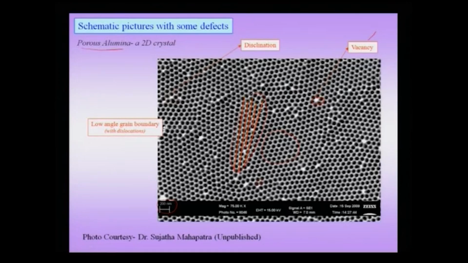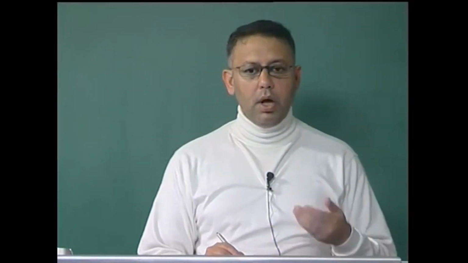In a certain different region, you can also visualize a kind of defect which can be thought of as a disclination. Therefore, we can visualize many defects even in crystals which are not the conventional crystals, or they are crystals in a different length scale altogether.